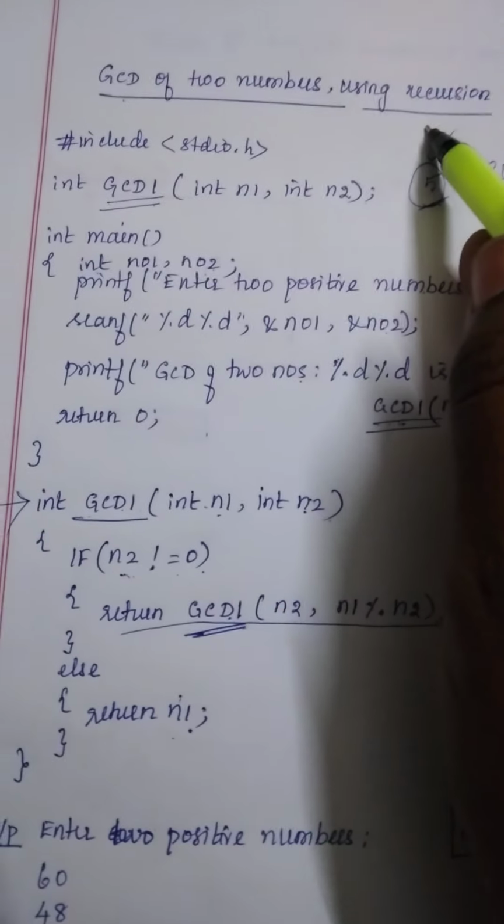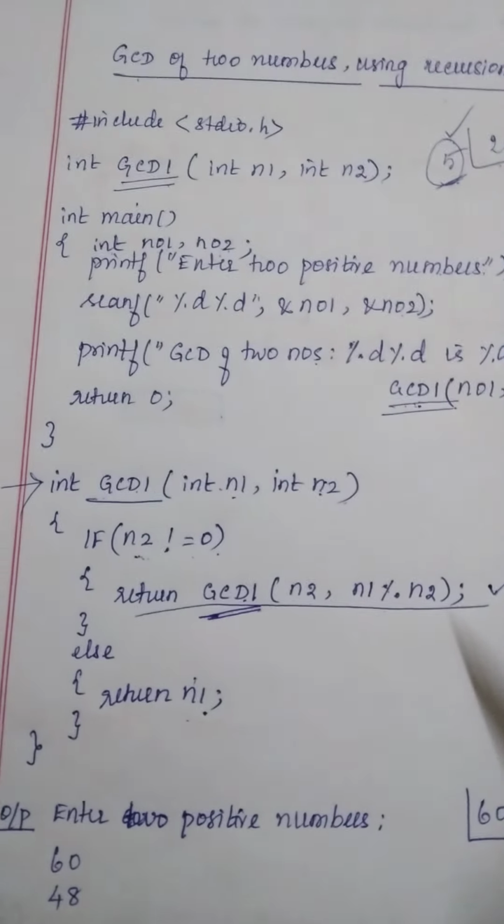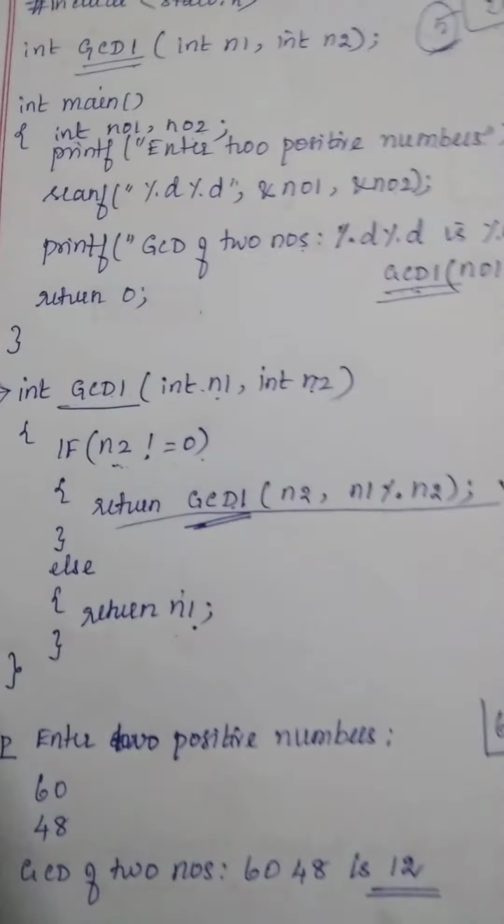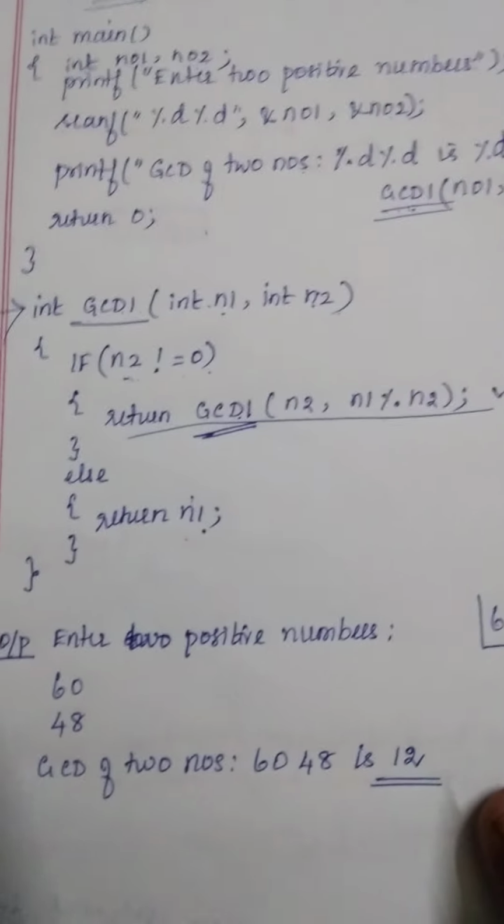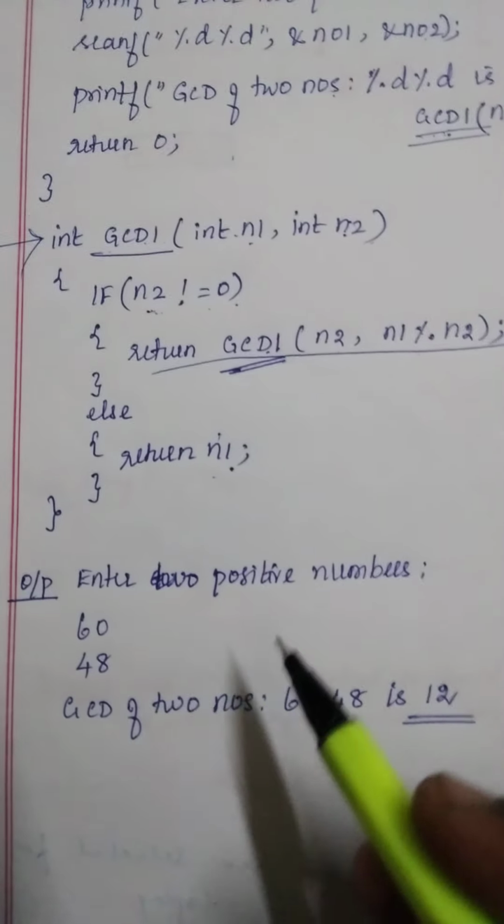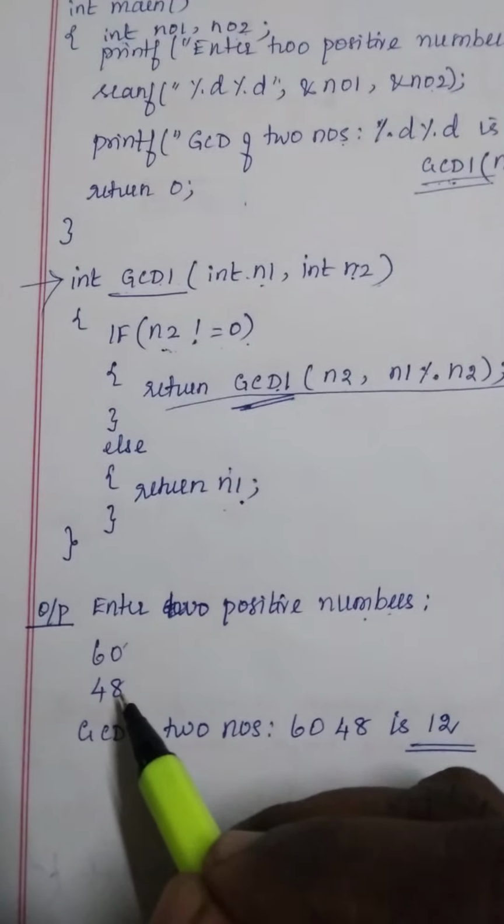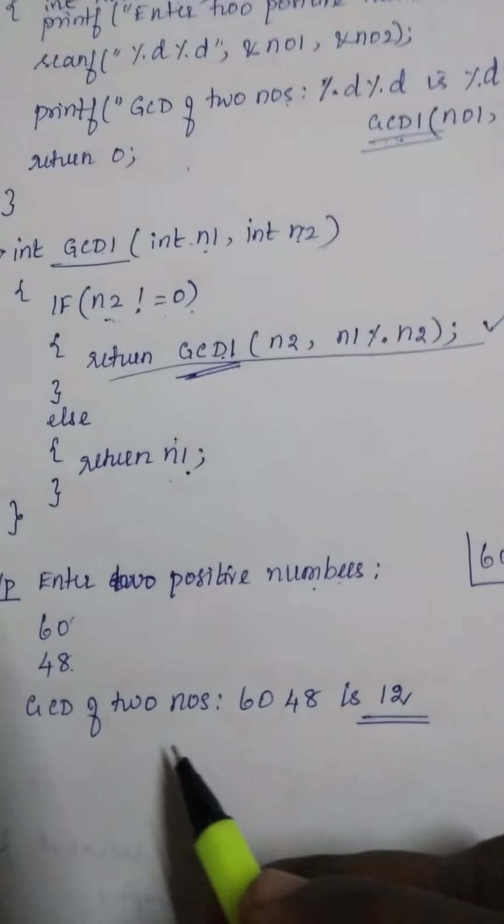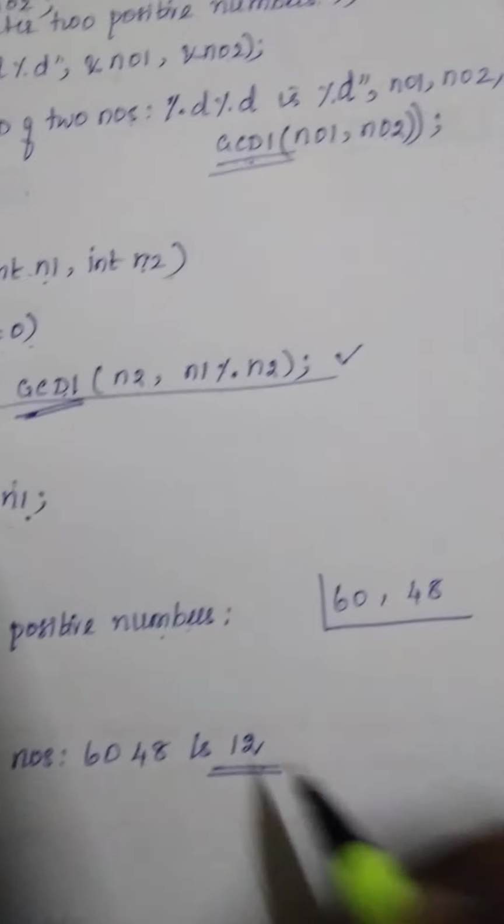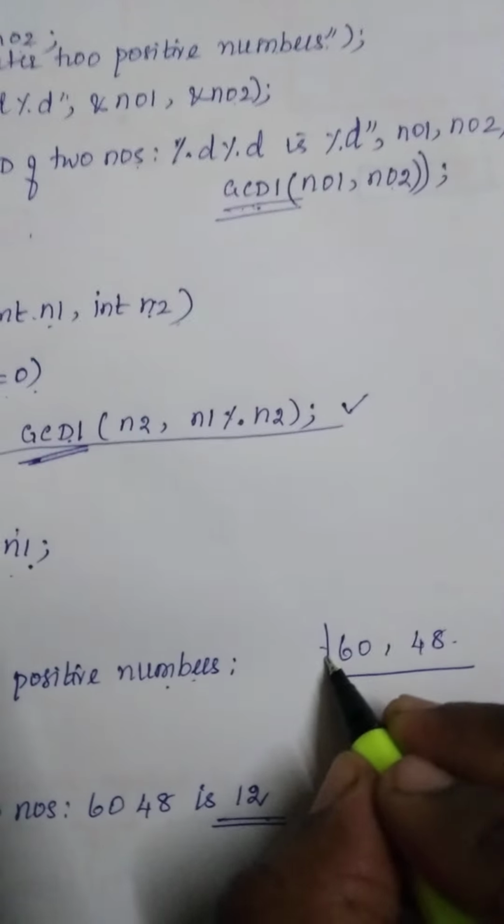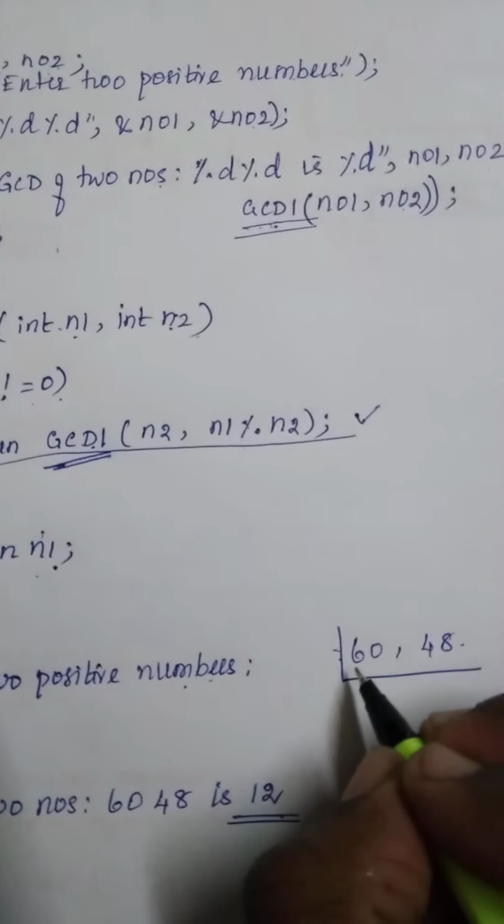Recursion is nothing but any function that calls itself, and such function calls are called recursive calls. Let's take this example. Enter two positive numbers. Let's take 60 and 48. The GCD of two numbers will be 12. How? Let's see. What will be the greatest common factor?